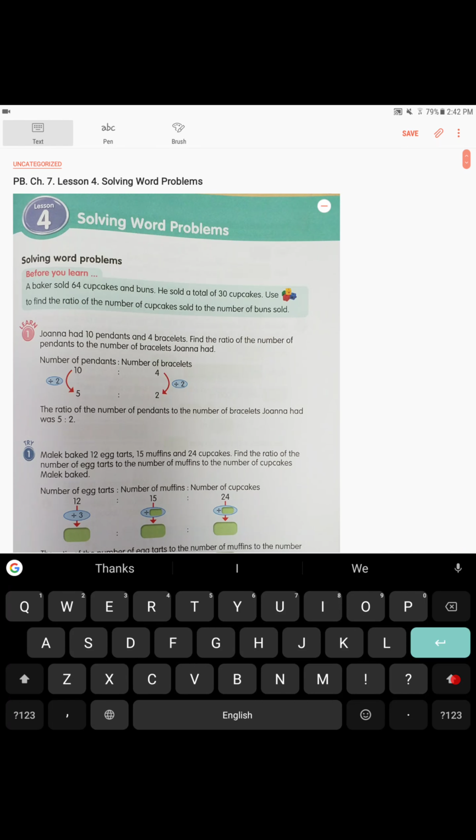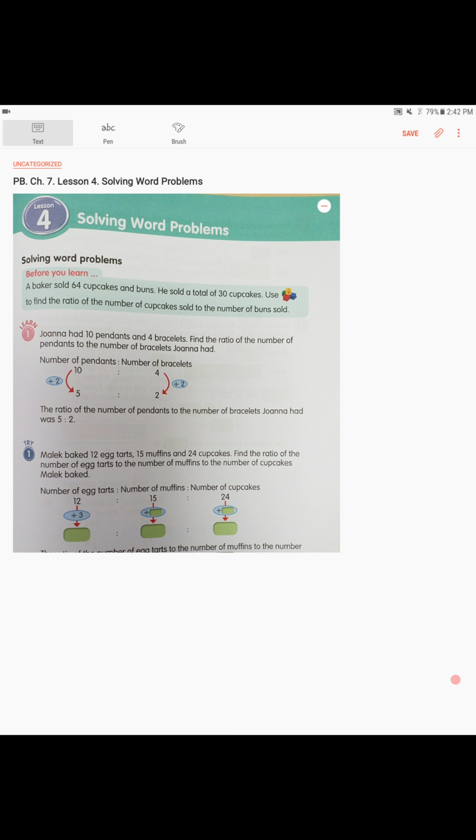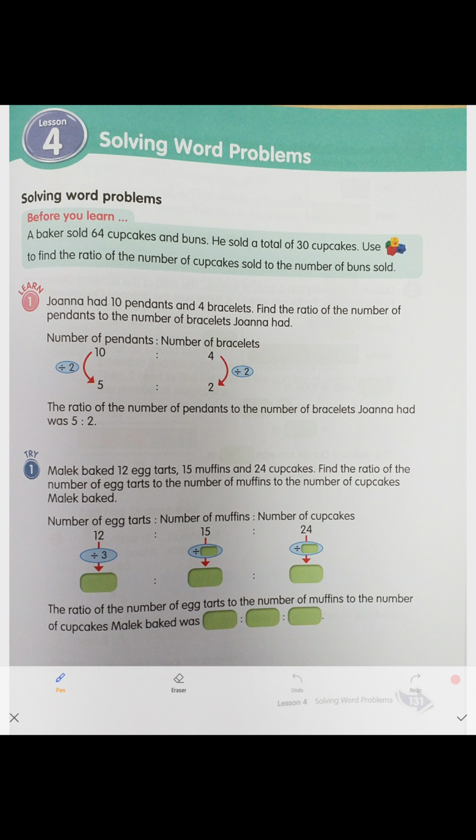Okay, so we start the last lesson, lesson 4, solving word problems with ratios. Right, so we learn about ratios. The principle is totally the same, but now we just have to interpret the word problems. So problem number 1.